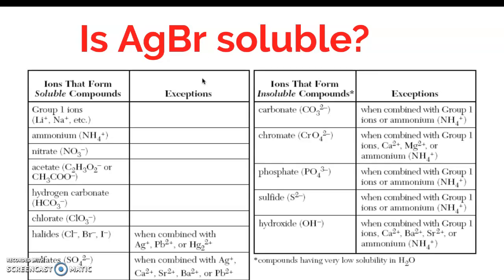Next example, is AgBr soluble? So is silver bromide soluble? I'm going to look for silver on my list. So halides, chlorine, bromine, and iodine are soluble. However, when combined with silver, lead, or mercury, it's insoluble. Therefore, silver bromide is insoluble because bromine is a halide combined with silver, making it insoluble.